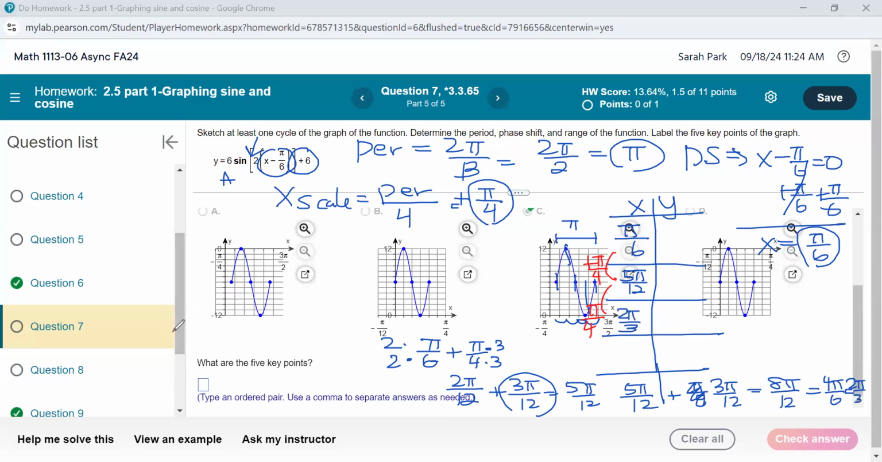Okay. Now I need to add pi over 4 again to 2 pi over 3. And I'm going to multiply this by 4, and this by 3, and that'll be 8 pi over 12 plus 3 pi over 12, which is 11 pi over 12. I need to do it one more time, add pi over 4 to that. I need more space.